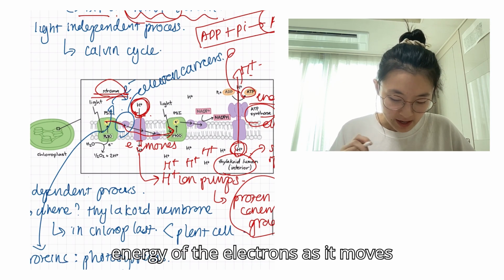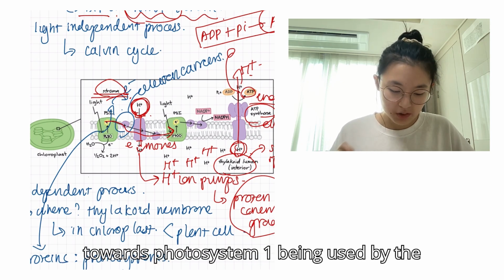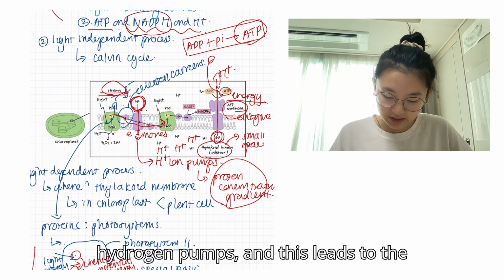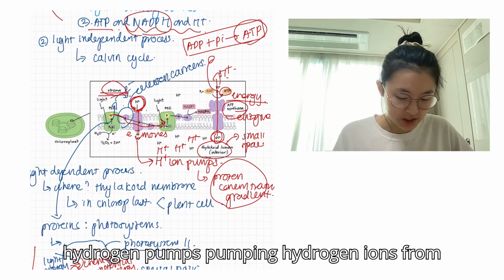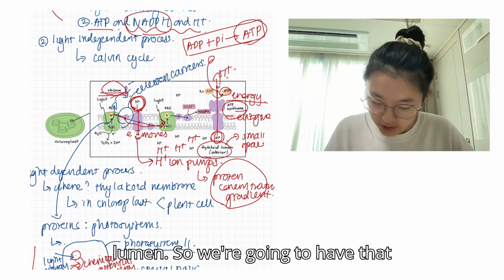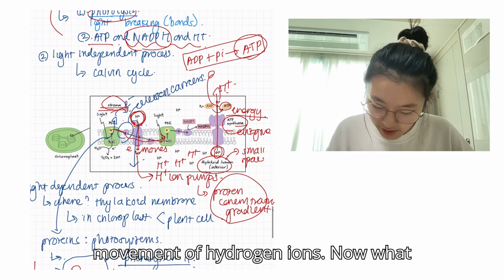So we're going to have the energy of the electrons as they move towards photosystem 1 being used by the hydrogen pumps, and this leads to the hydrogen pumps pumping hydrogen ions from the stroma to the inside of the thylakoid lumen. So we're going to have that movement of hydrogen ions.